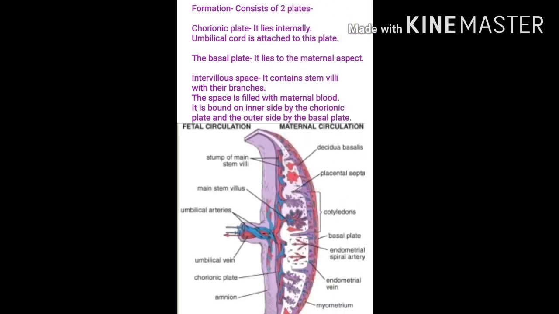The placenta formation consists of two plates, that is chorionic plate and basal plate. The chorionic plate lies internally and the umbilical cord gets attached to this plate. And the basal plate lies to the maternal aspect. And the intervillar space contains stem villi with their branches.